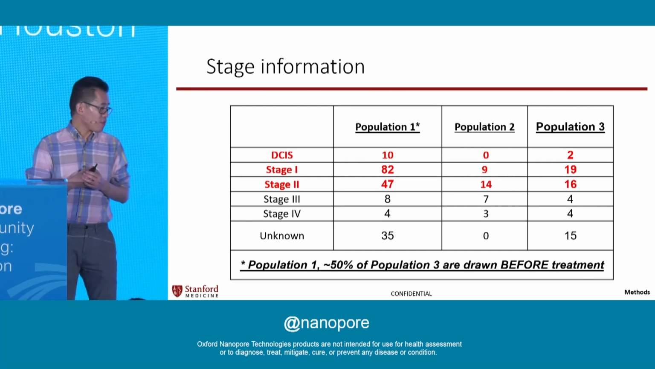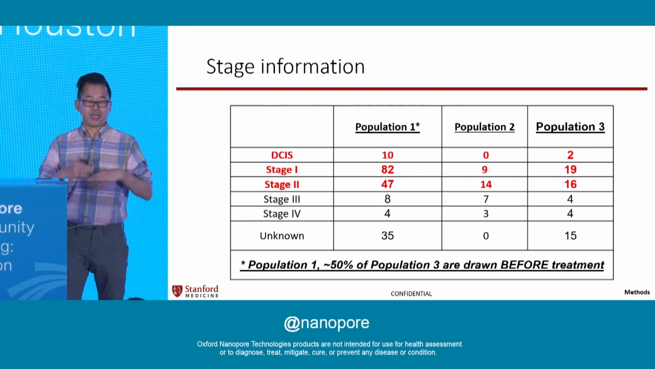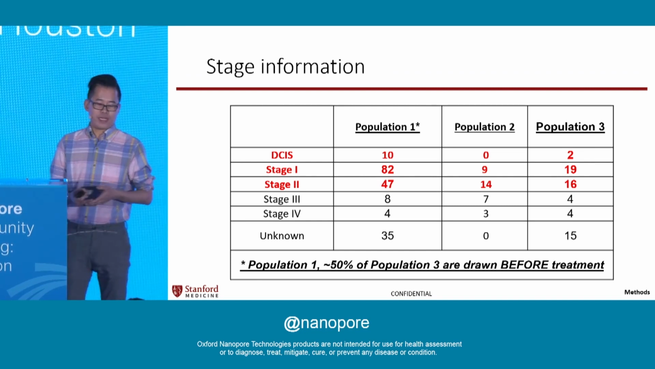I'd also like to point out that population 1 and 50% of population 3 are drawn before treatment. So they have had no chemotherapy, no surgery, no radiation. This is really important for building accurate methylation models.